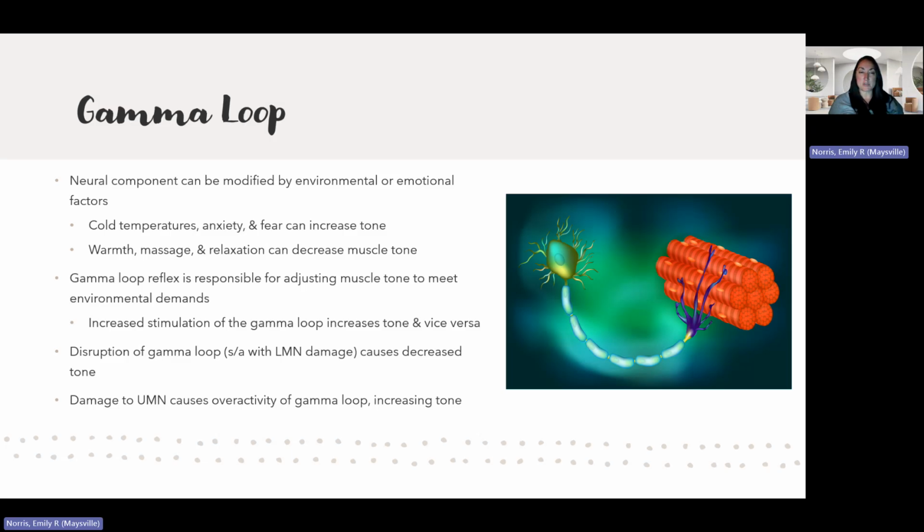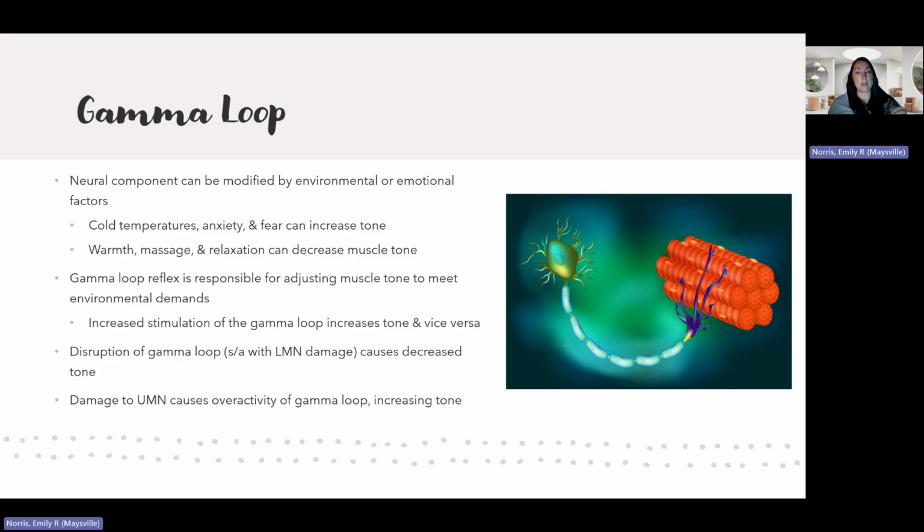The gamma loop reflex is responsible for adjusting that muscle tone to meet the environmental demands. Increased stimulation of the gamma loop increases the tone, and decreased stimulation decreases the tone. Disruption of this loop, such as lower motor neuron damage, can decrease your tone. But damage to the upper motor neuron can cause overactivity of this gamma loop, which increases tone. This explains why people with lower motor neuron damage are more flaccid, and people with upper motor neuron damage are more spastic.